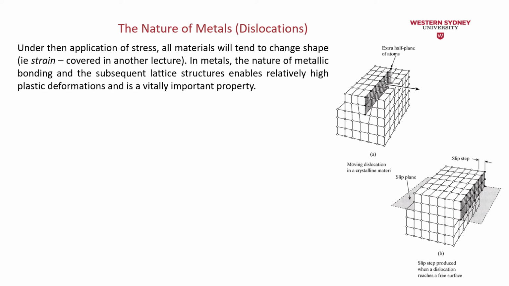Now the dislocation. You can see here in these two diagrams that the structure is not uniform. It has some dislocations to be shown off. Upon application of stress, all the materials will tend to change shape, specifically the strain. In metals, the nature of the metallic bonding and the subsequent lattice structure enables relatively high plastic deformation, which is a very important property.